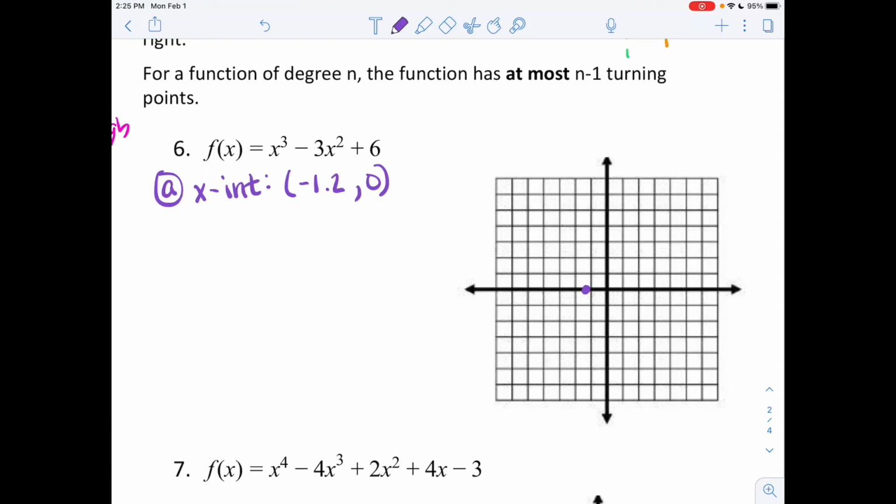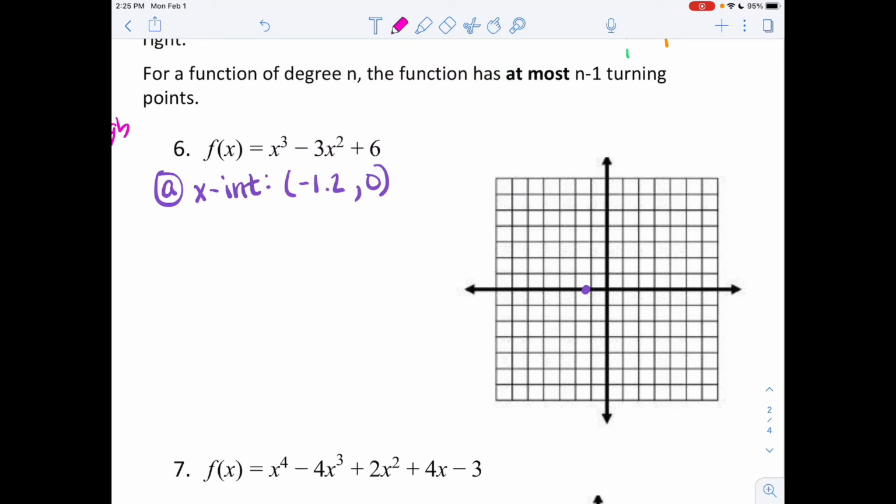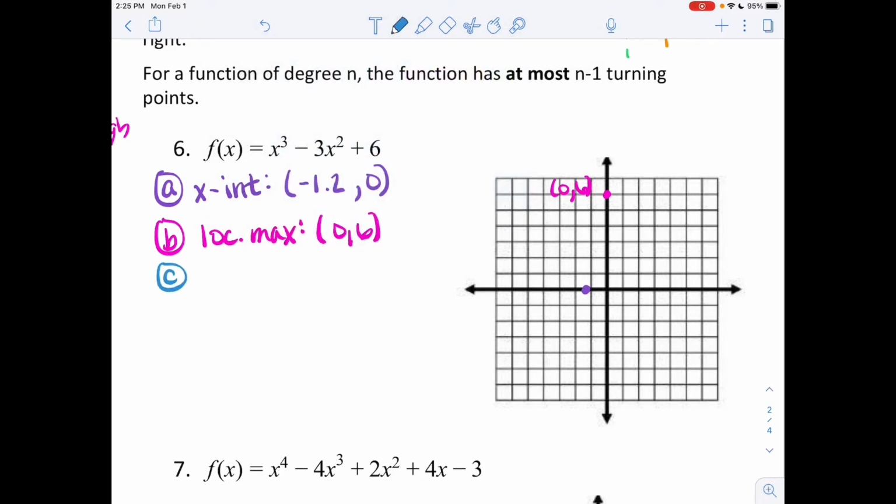You can label these if you want, or if you feel like it's going to be too cluttered, you do have them labeled in your notes over here on the left. The next thing I'll identify is my local maximum. I had one local maximum, and that occurred at 0, 6, so I'm going to plot that point at 0, 6. And then I had a third point at my local minimum. My local minimum was at 2, 2.